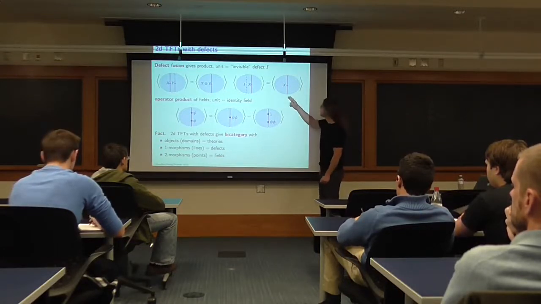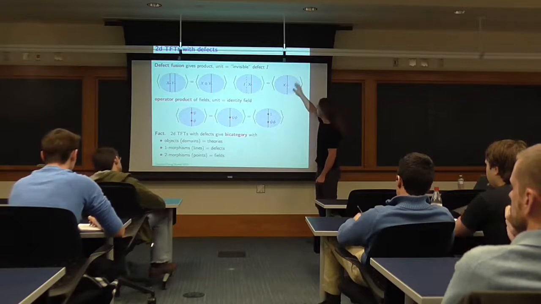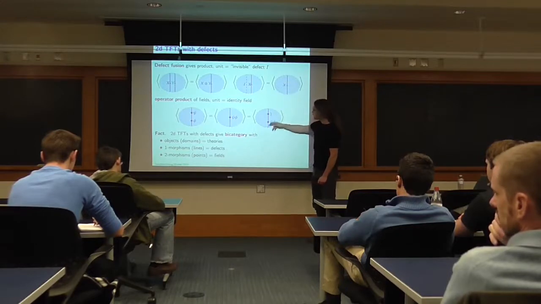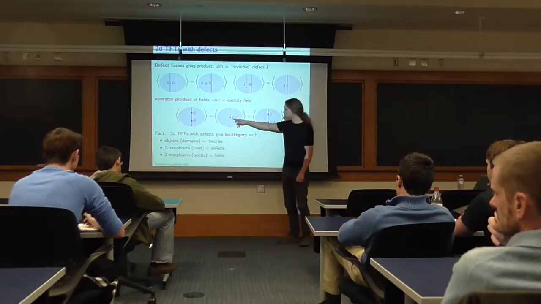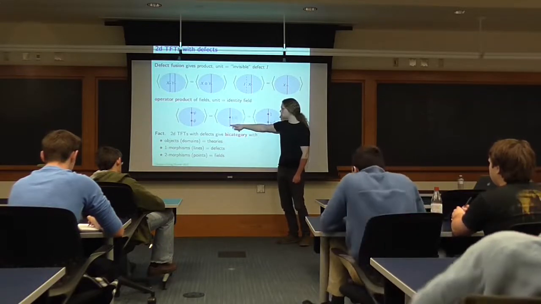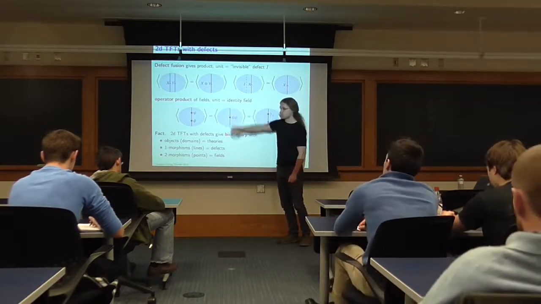So I want you to think of a defect as a map from the theory on the right to the theory on the left. So this is a morphism or a map, and then a field inserted on the defect or on the junction of two defects will be a map from the lower defect to the upper defect.